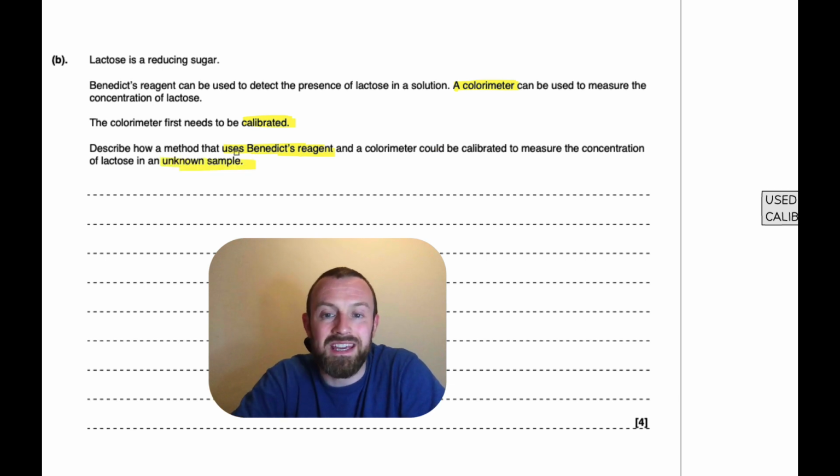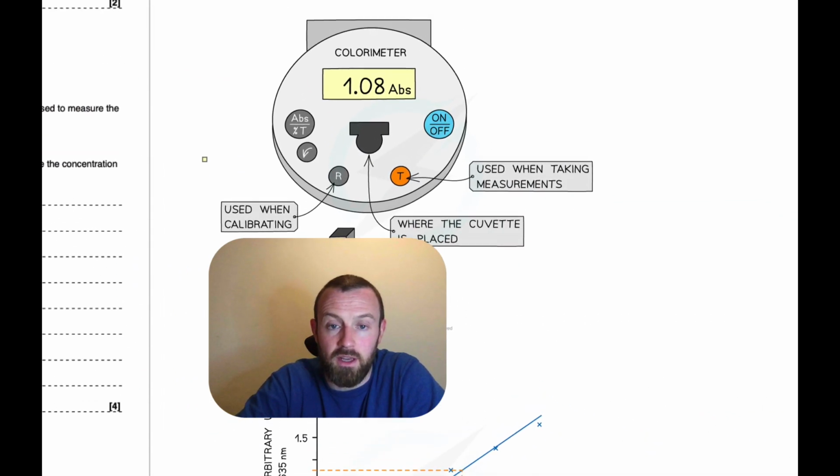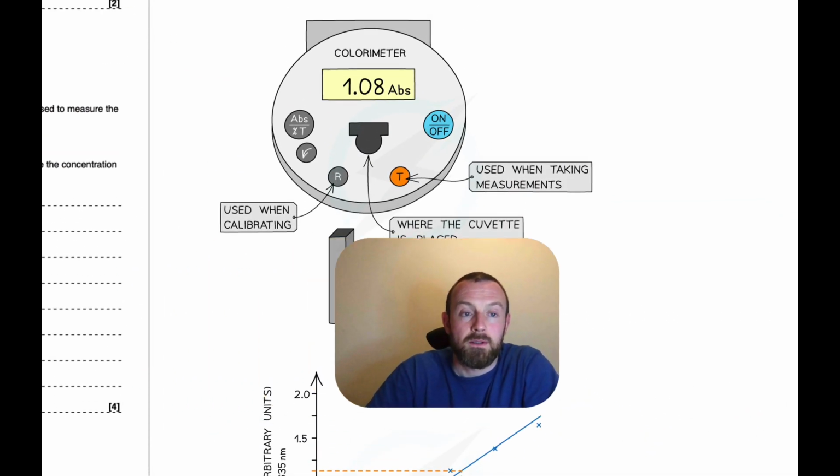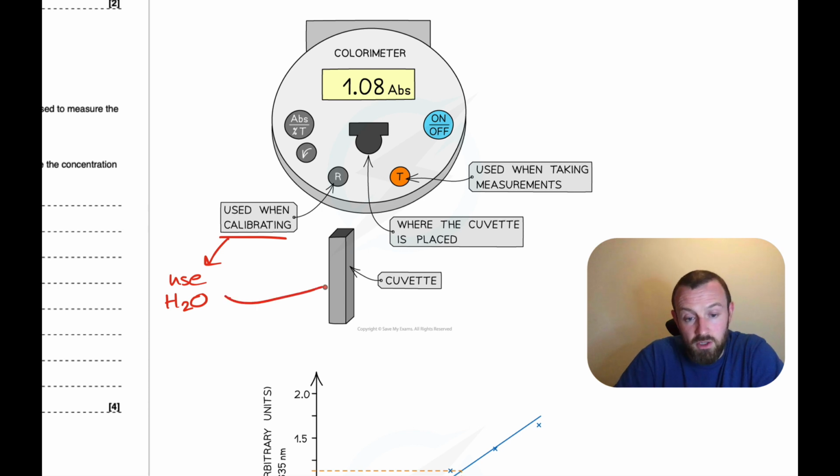It says colorimeter, how to calibrate it, using Benedict's reagent, in an unknown sample. Okay, so those are key things. So let's talk about it. I've put some pictures over here so I can talk about it. So first of all, this is where you place the cuvette. When you're calibrating, you would use a blank cuvette with some distilled water in it. So H2O in the cuvette, put it in there, and you press R, which gives it a reference value, and it will set at 0.